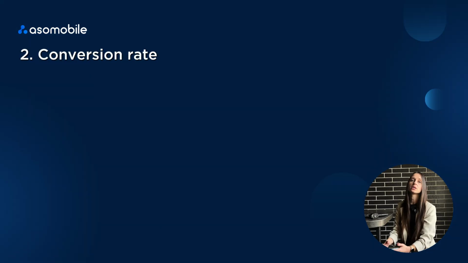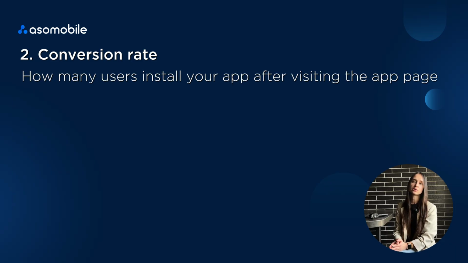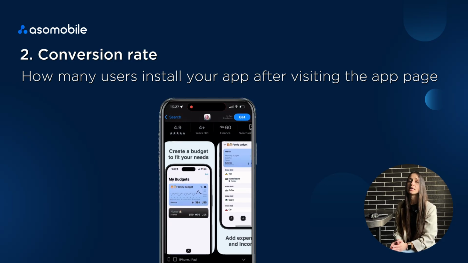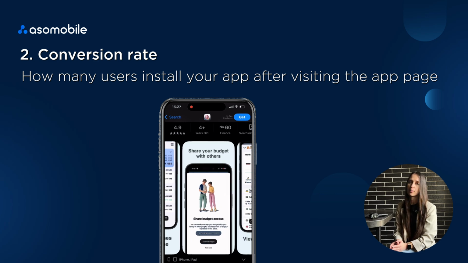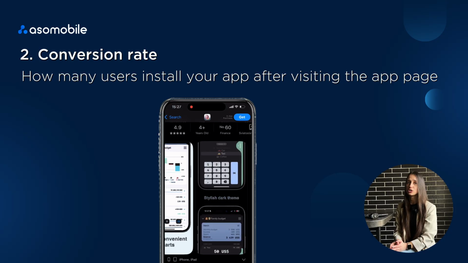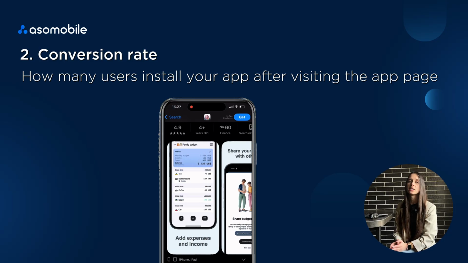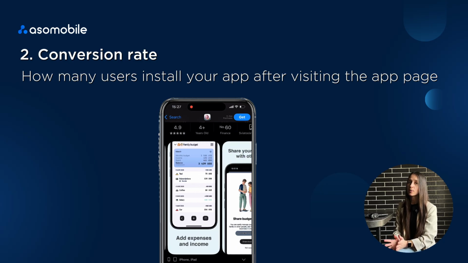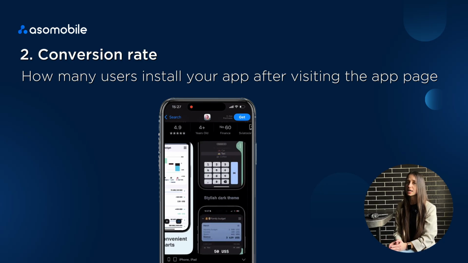But visibility alone is not enough. The second important signal is conversion rate. How many users install your app after visiting the app page? This metric shows how well your icons, screenshots, rating, and messaging communicate the value of your app. If your conversion rate improves after updating your screenshots, description, or visuals, it's a strong sign that your product page optimization is working. However, conversion optimization is not a one-time task.